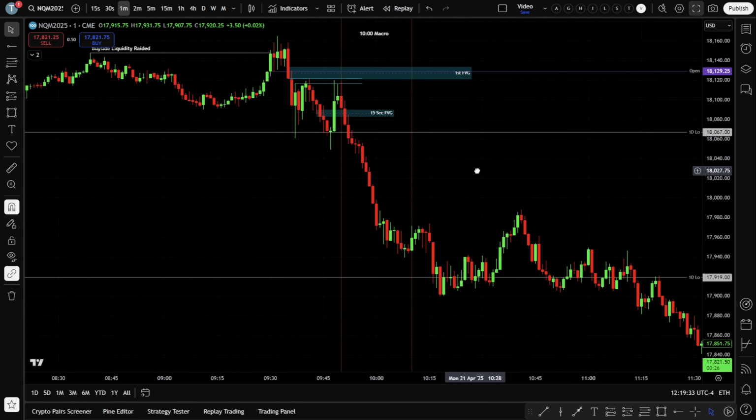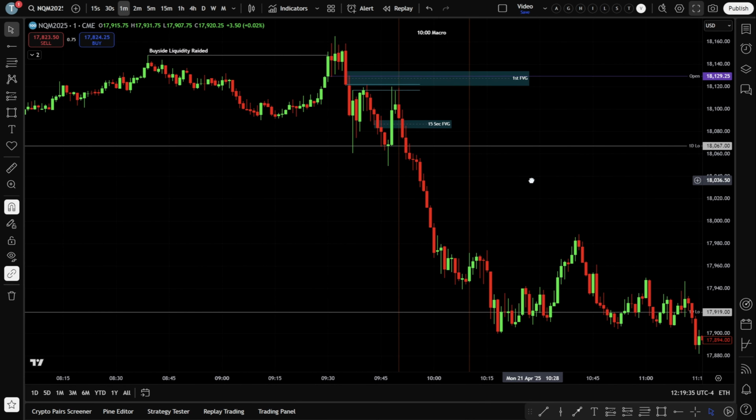Okay, so we're going to go into the 1 minute chart. And right here we have the 9:30 open. And as the market opens, this is in Eastern time, 9:30 Eastern time, we take out the buy side right at the open, and then we drop, creating a market structure shift bearish.